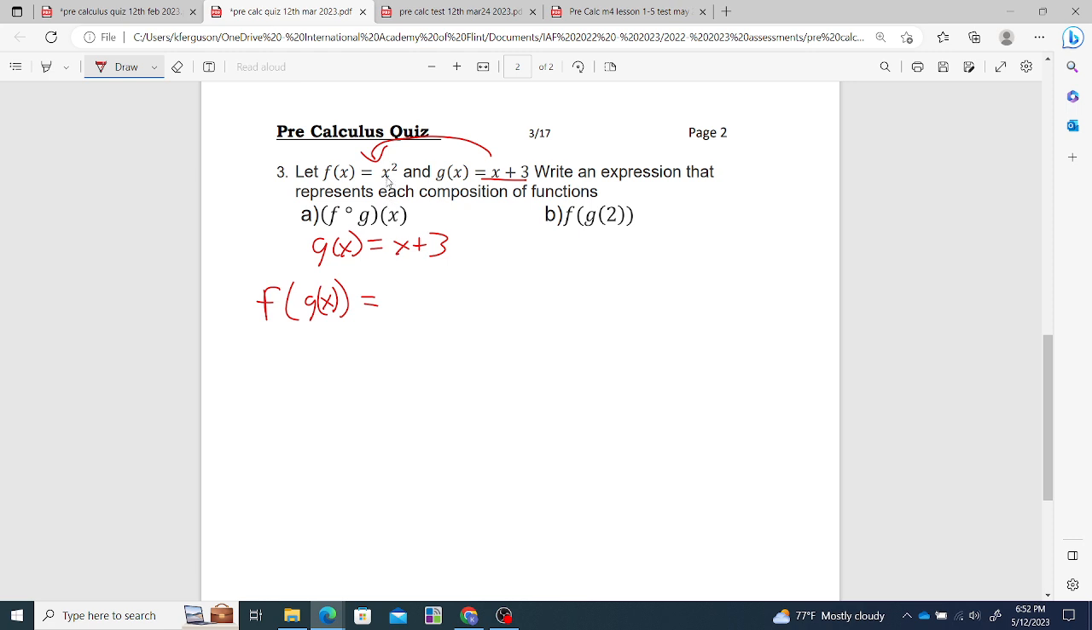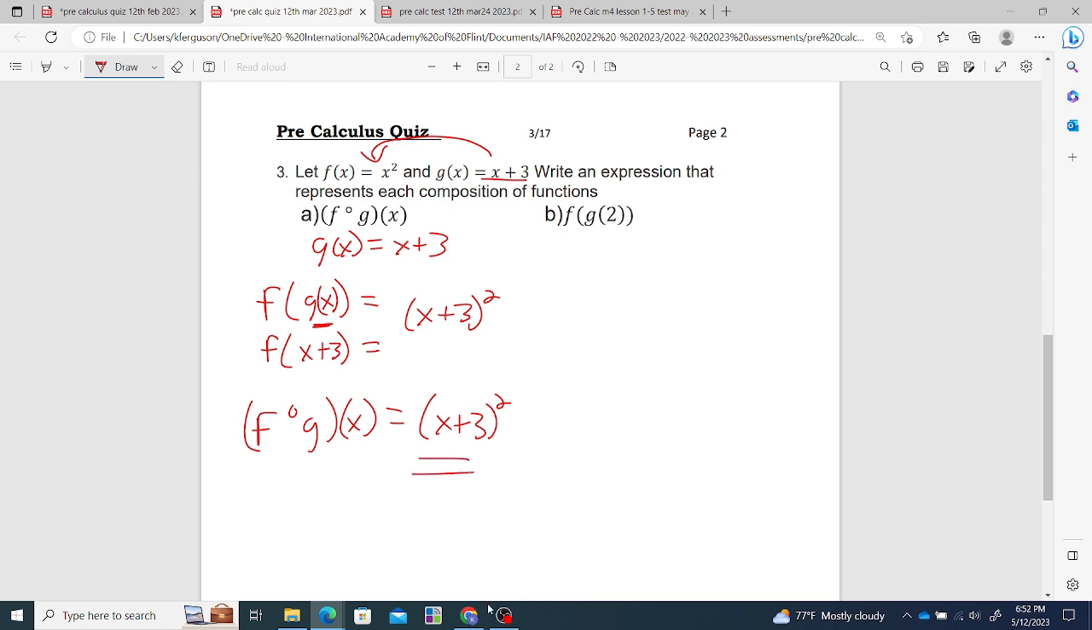So that's going to be f is x squared, but instead of putting in x, I'm going to put in g of x. So that is the same as saying f of x plus 3, and that's going to equal x plus 3 to the second power. See, I took x and replaced it with x plus 3. So my answer, f of g of x, is just x plus 3 squared. That's it. Because there's no numbers in there, I don't need to get any more specific.